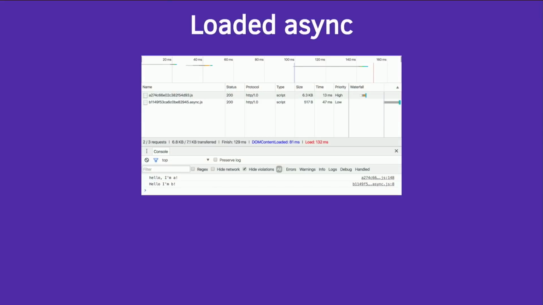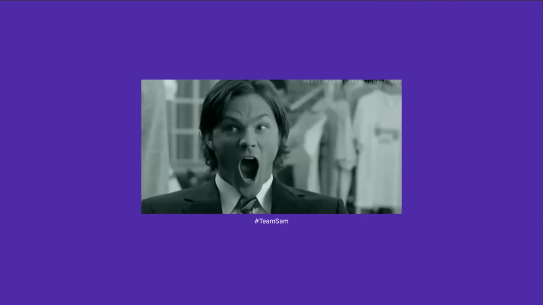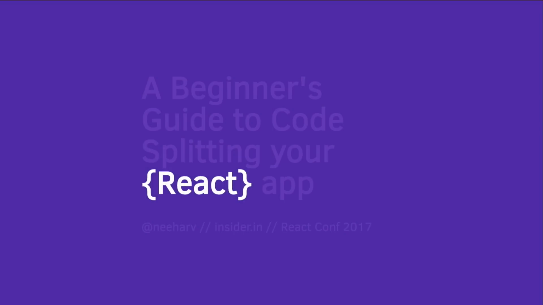As you can see, you can look at the network waterfall. It loaded later. And you can look at the console. You can look at the log to see both A and B were loaded. And this is available right now. It's really that easy, right? The first time I figured this out, it blew my mind. I was like, oh, my God. Right? Yeah, Team Sam.